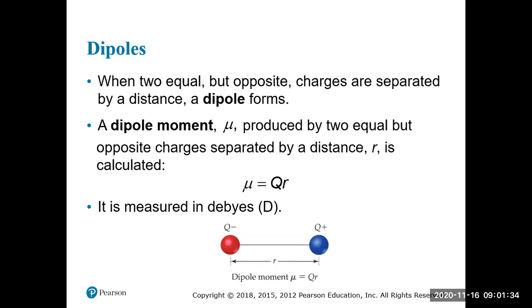Another term I want to introduce, which centers around this whole concept of polarity and sharing electrons, is a dipole. When you have two equal but opposite charges, in other words, a cation and an anion, or plus and minus, separated by a distance, a dipole forms. And the dipole moment you can calculate, and that's based on the distance and the charge.